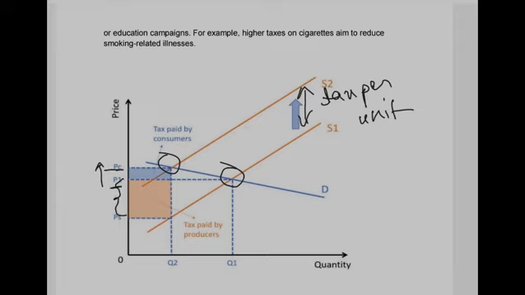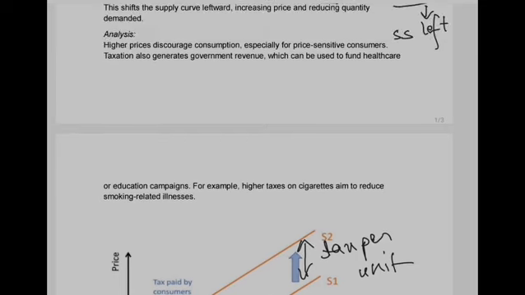The tax burden for the producer will be this much amount, which is PS P1, right? Now what does this cause? This causes the discouragement of consumption of demerit goods, especially for price sensitive consumers.